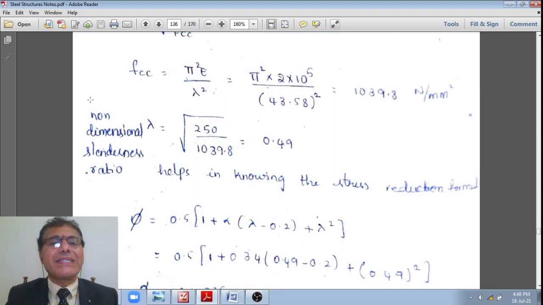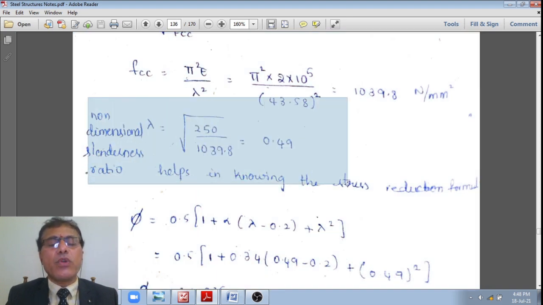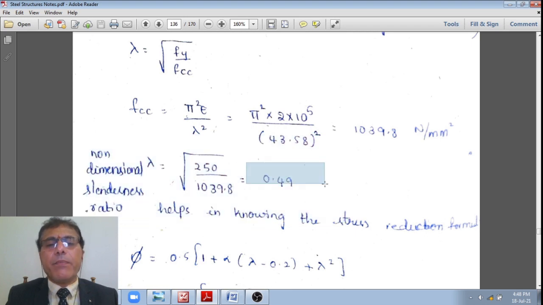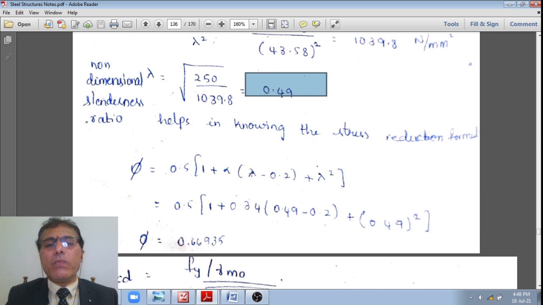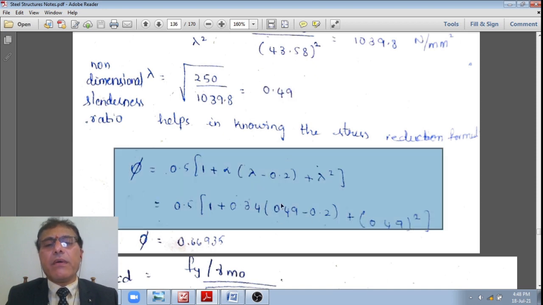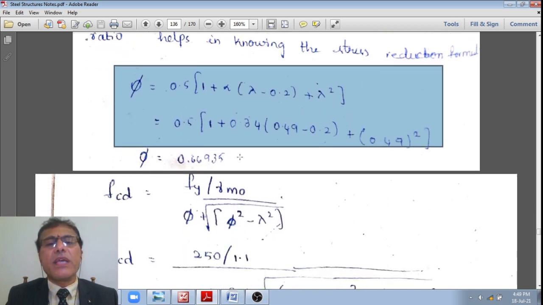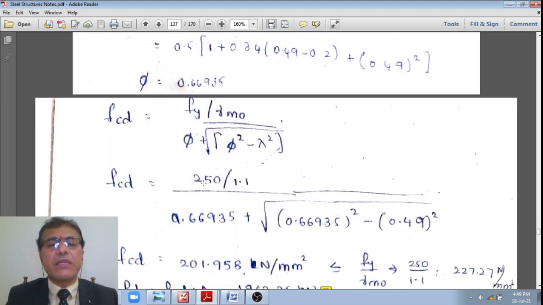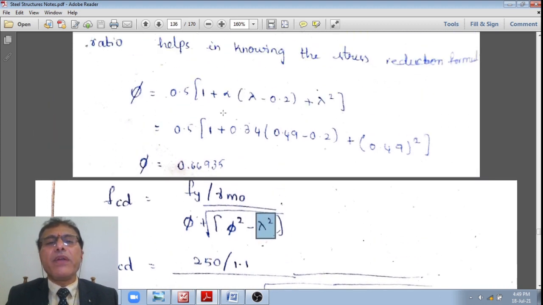Substituting these, I can get the non-dimensional slenderness ratio given by the square root of Fy divided by Fcc, which is 250 divided by 1039.8. It works out to 0.49. Now I'll substitute that lambda in this formula to get phi as 0.5 multiplied by 1 plus alpha, which is 0.34, multiplied by lambda minus 0.2, plus 0.49 whole square. It works out to 0.66935. The lambda is already known, 0.49.